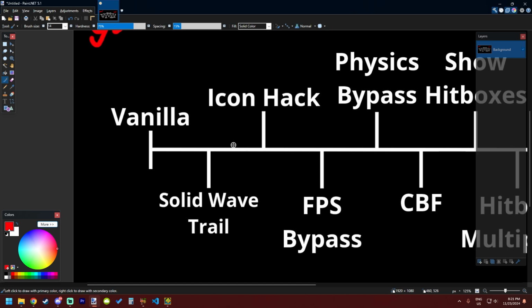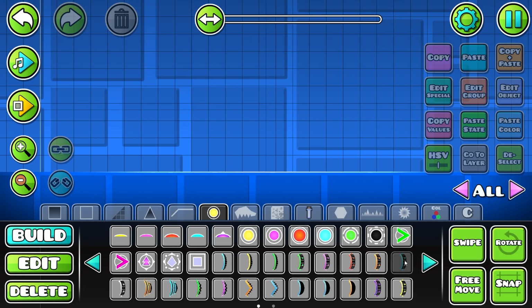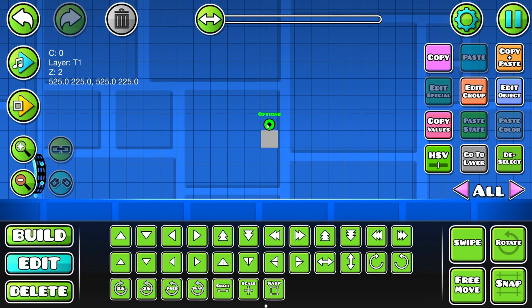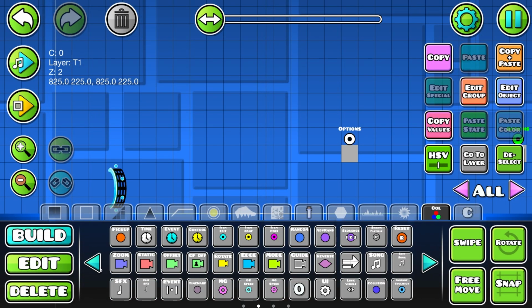So after vanilla we have this solid wave trail, and what this is basically, if you are playing as the wave, there is an option in here that basically allows the trail to be either on or off. And what this means is, I'm gonna show you guys in a bit.